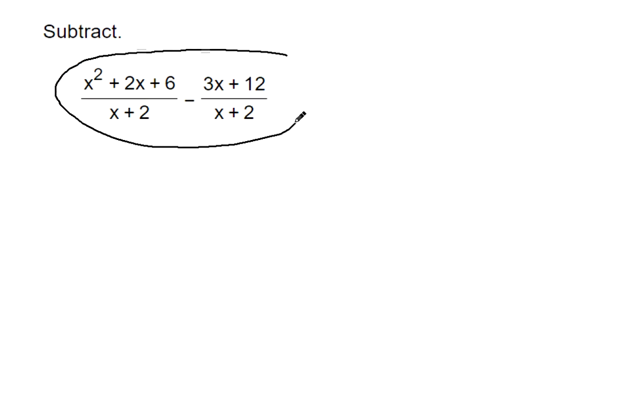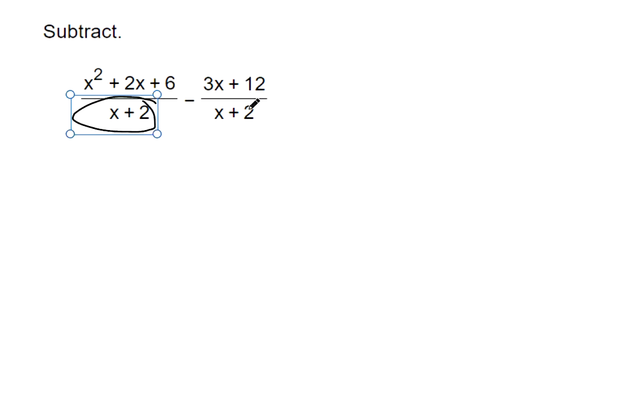So to subtract these two fractions, they already have common denominators. Sometimes we've got to get common denominators, and that makes it more of a complicated process. But now that they have common denominators, we can jump right to subtracting the two.